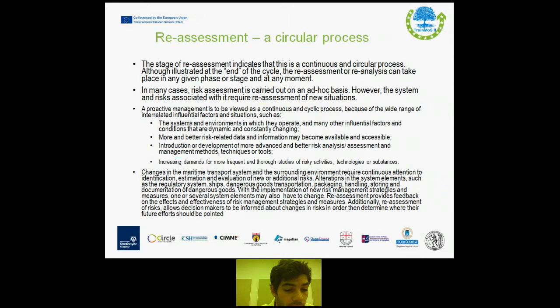More particularly, changes in the maritime transport system and the surrounding environment require continuous attention to identification, estimation and evaluation of new or additional risks. Alterations in the system elements, such as the regulatory system, ships, dangerous goods transportation, packaging, handling, storing and documentation of dangerous goods. With the implementation of new risk management strategies and measures, one or several system elements may also have to change. Therefore, reassessment provides feedback on the effects and effectiveness of risk management strategies and measures. Additionally, reassessment of risks allows decision makers to be informed about changes in risks in order to determine where their future efforts should be pointed at.